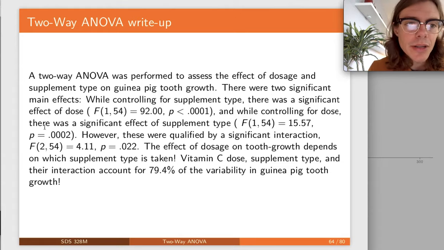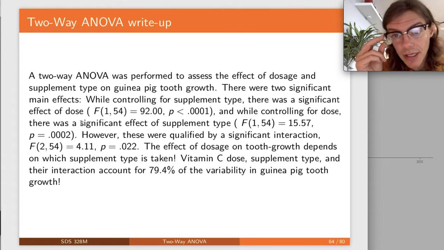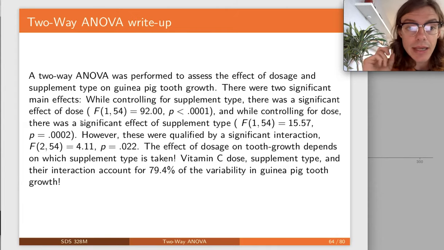Cool. So here's your write-up, right? We did a two-way ANOVA to assess the effect of dosage of vitamin C and supplement type of vitamin C on guinea pig tooth growth. We had 2 significant main effects.